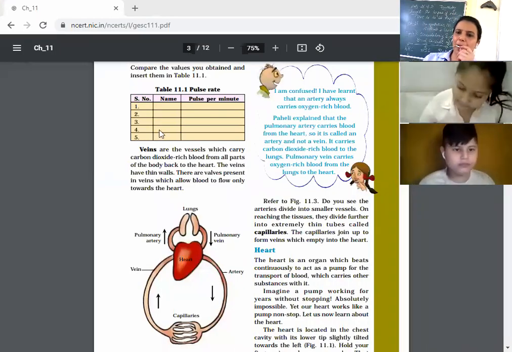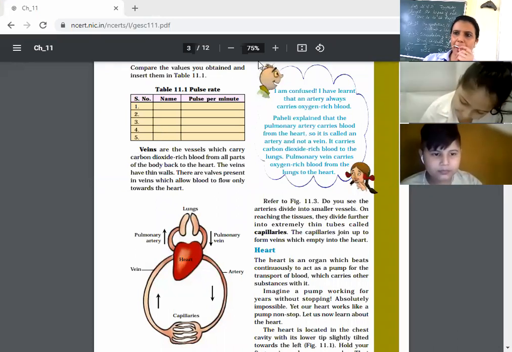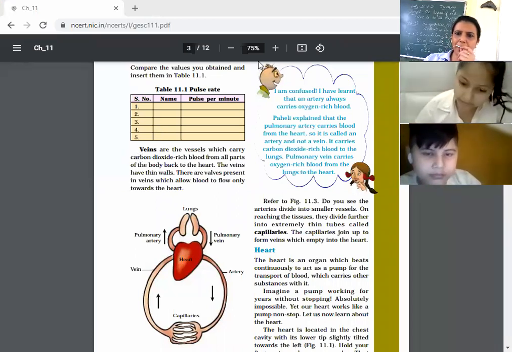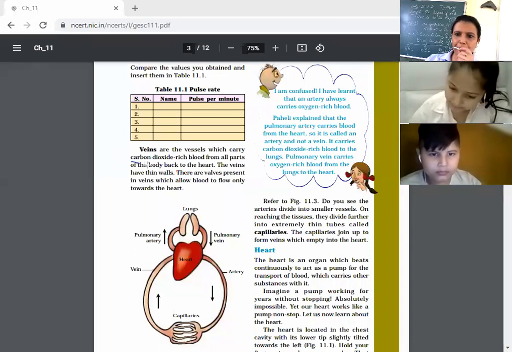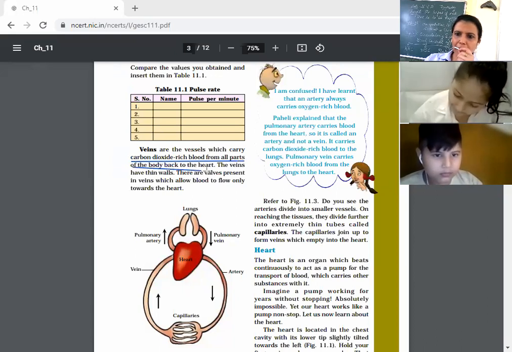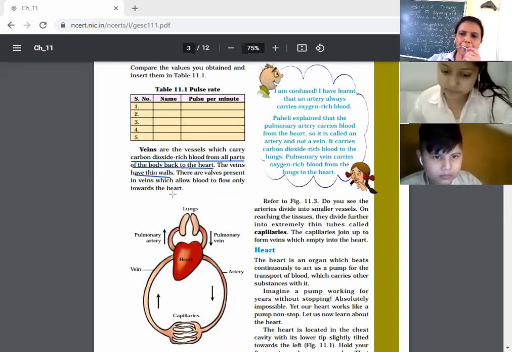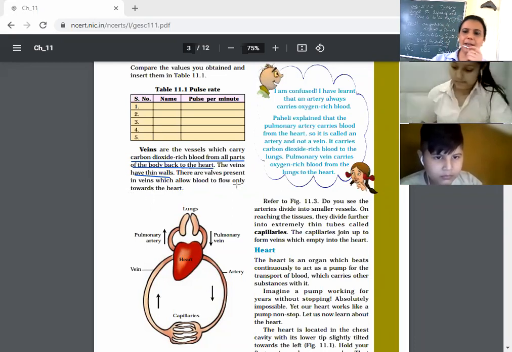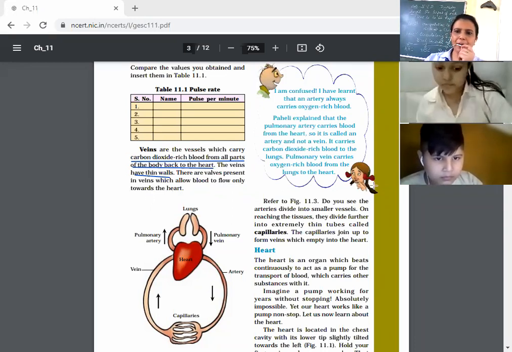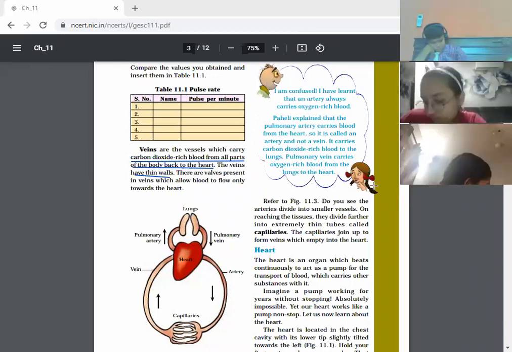After discussing arteries, now we'll see what veins are. Veins carry carbon dioxide rich blood from all parts of the body back towards the heart. Veins have thin walls, and there are valves present in the veins which allow blood to flow only towards the heart. Your carbon dioxide rich blood can't come back because they have special valves present in it so that the blood should not flow back.